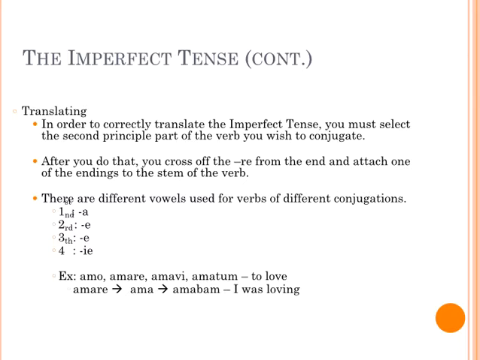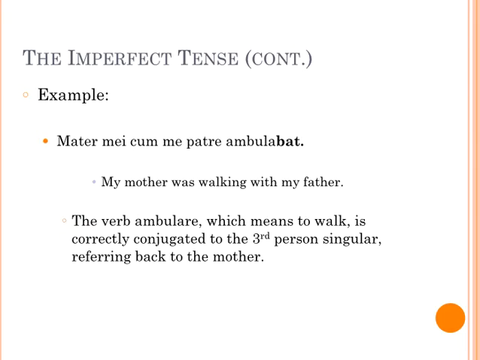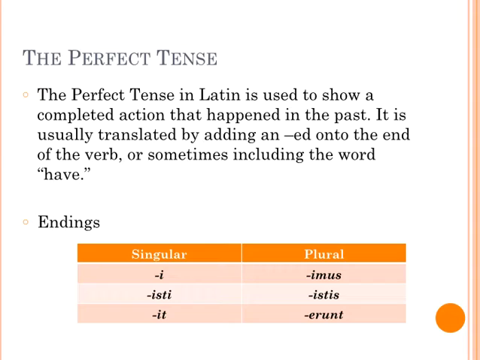An example of a correctly translated imperfect word is amabam, which means I was loving. Here's an example in a sentence. Mater mea cum meo patre ambulabat. My mother was walking with my father. The verb ambulare, which means to walk, is correctly conjugated to the third person singular, referring back to the mother.